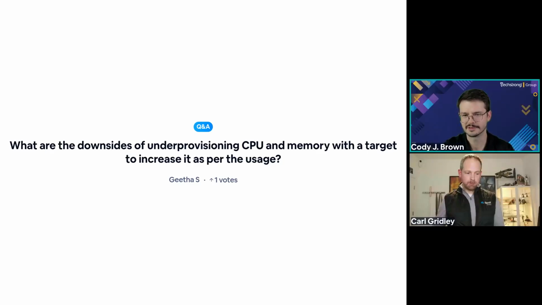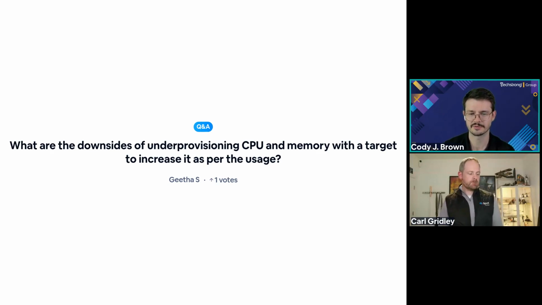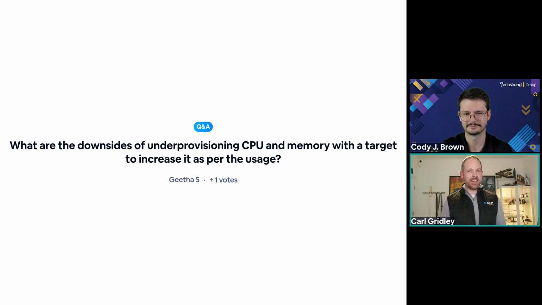All right, moving straight into a question from Geetha. We've touched on this, but let's dive a little bit deeper. What are the downsides of under-provisioning CPU and memory with the target to increase it as per the usage? Don't. I'm not saying under-provision at all. I'm saying reduce the over-provisioning.